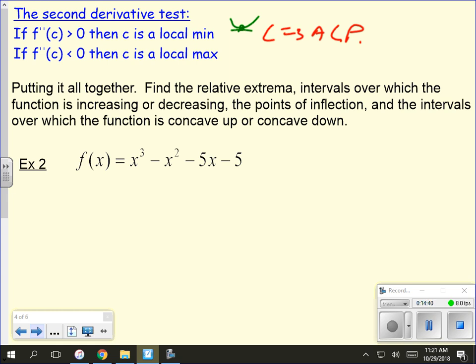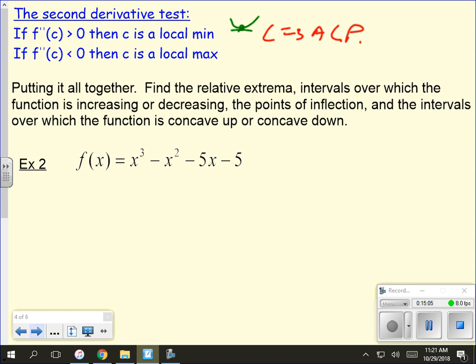Okay? So you take the critical point from the first derivative, plug it into the second derivative. If it's greater than 0, it's a local minimum. If it's less than 0, it's a local maximum. Rarely do we use this for actually determining max and min. However, I could see this coming up on an AP question.